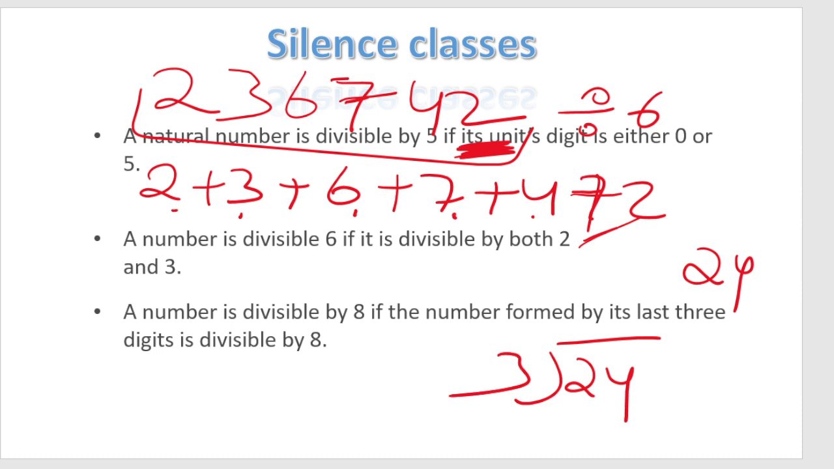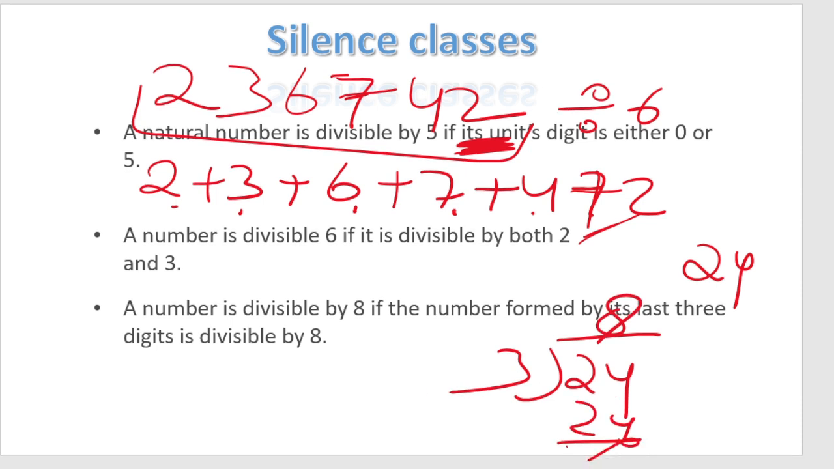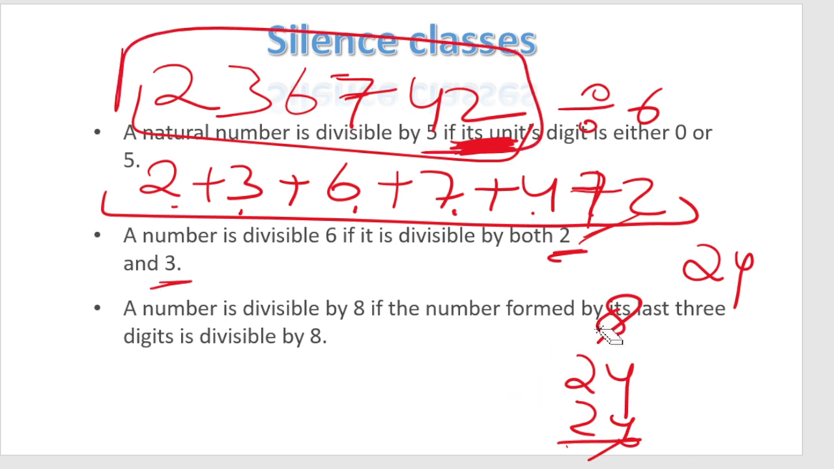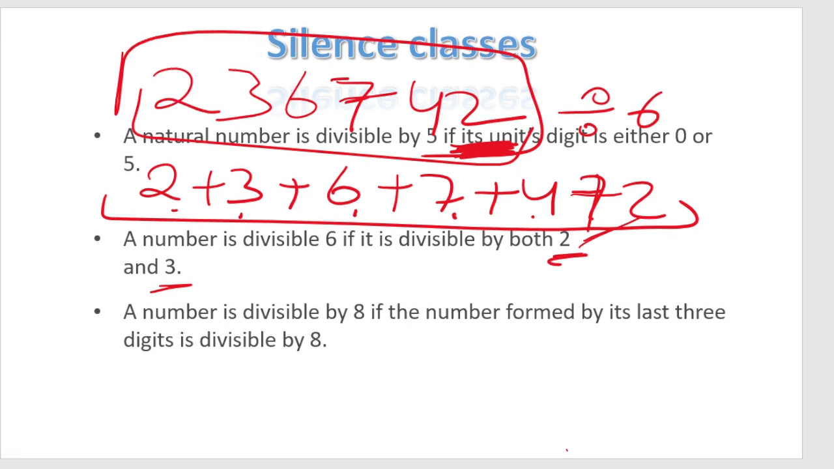Now, 24 is divisible by 3. Yes, 3 eights are 24. So the last digit is divisible by 2, and the sum of the digits is also divisible by 3. So we can say this number is divisible by 6.